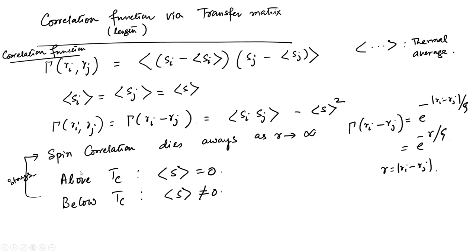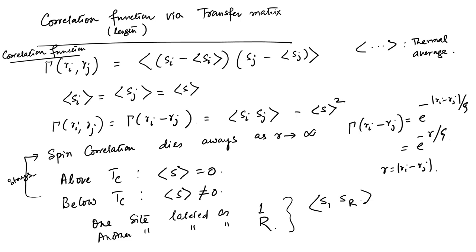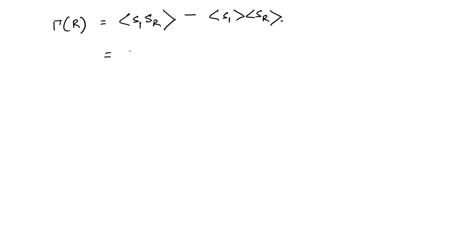Okay. So, let me take one site labeled as 1, and another site which is at a distance R apart. So we are trying to find out the correlation between S1 and SR. And of course, the limiting case for us to consider is capital R tending to infinity. So what is then gamma of R, which is the distance between the two spins, where 1 is the origin of the coordinate system, say. So it is S1 SR minus S1 SR, okay. And that goes as exponential of minus R over xi, and we are interested in calculating xi.